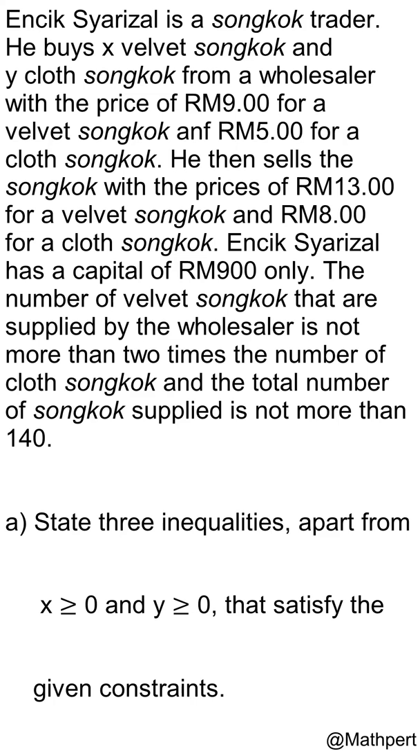The number of velvet Songkok that are supplied by the wholesaler is not more than 2 times of the number of cloth Songkok, and the total number of Songkok supplied is not more than 140. Okay, there are 3 parts of the questions. First part, state 3 inequalities apart from x greater or equals to 0 and y greater or equals to 0 that satisfy the given constraints.